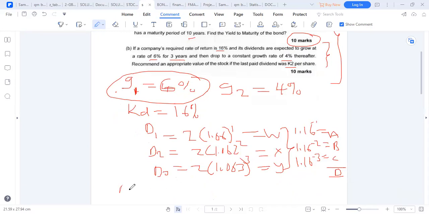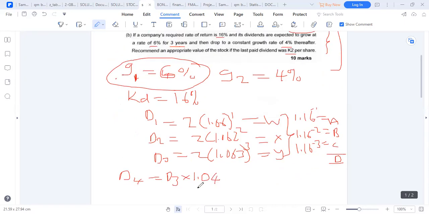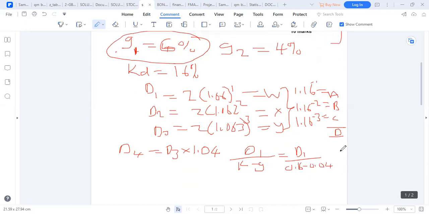Yes. Then how do you find D4? The D3, we multiply by 1 point what? 0.6 or 0.4? 0.4. Good. In our imagination, this is as good as D1. Then K minus G. What is our G that we're using in phase 2 now? 4. Good. So 16% minus 4%, which is 12%. So the value that we're going to get here, Z, is the price as of year 3. What do we do to this Z? We discount it 3 years backwards.